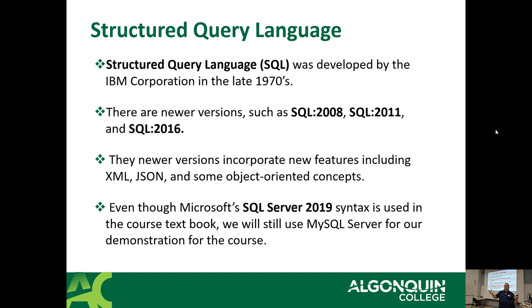2008, 2011, 2016 brought in stuff like XML parsing, JSON parsing, windowing, stuff like that. And not every database server implements all the features of each version. They cherry pick what they want to support because limitations of the underlying architecture may limit what they can provide.